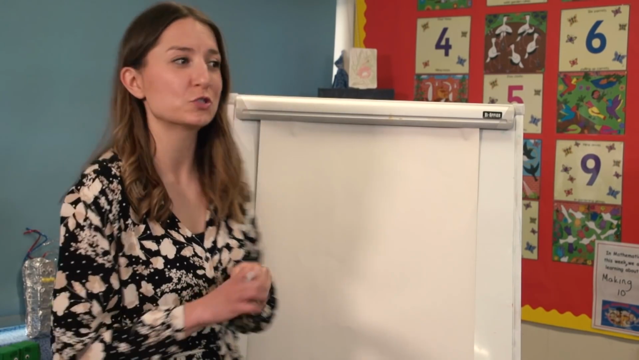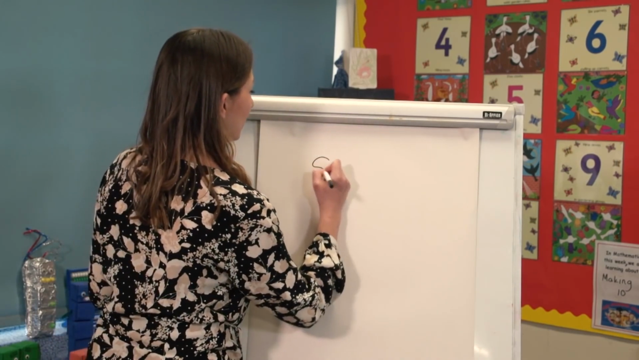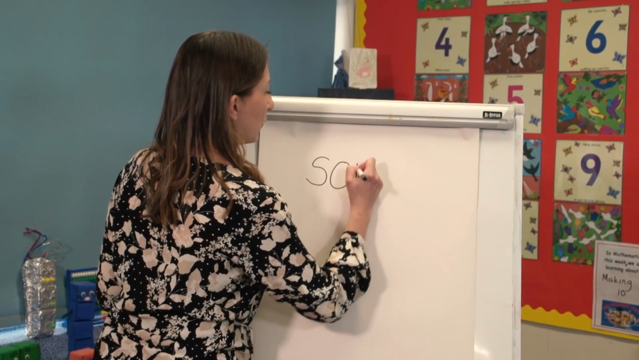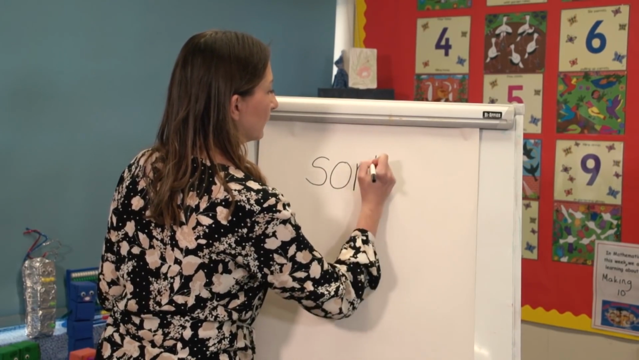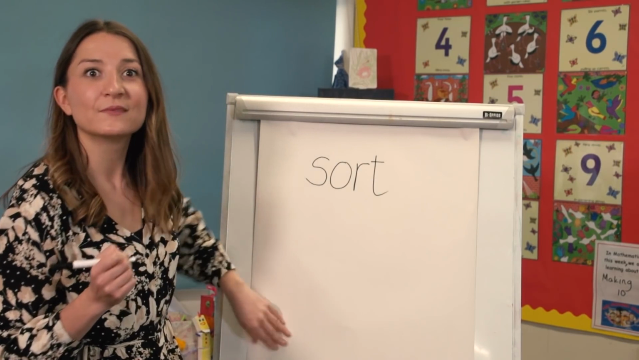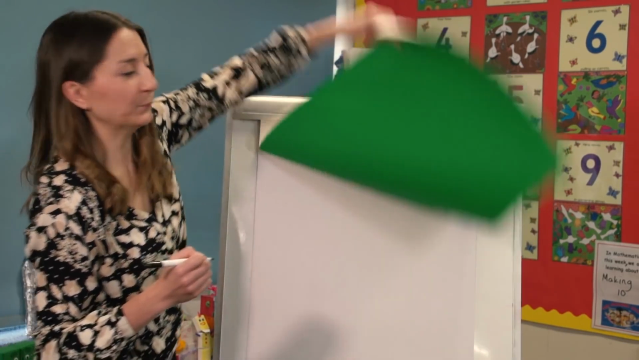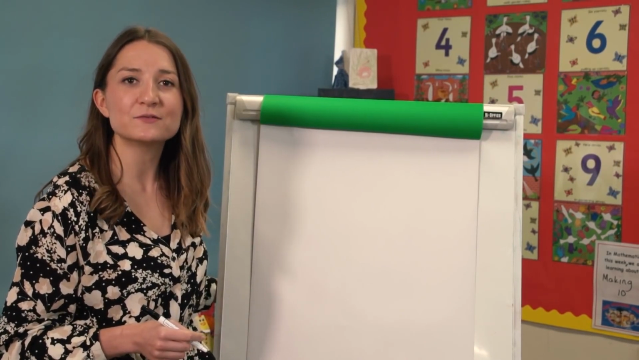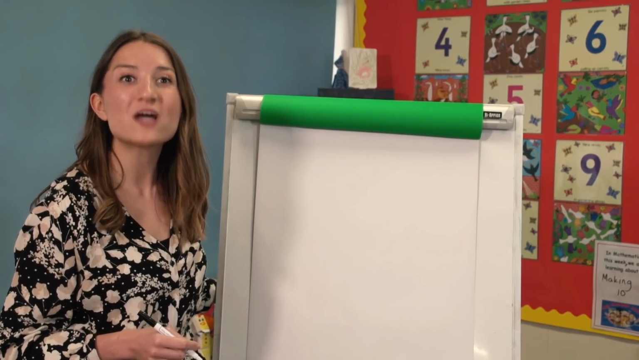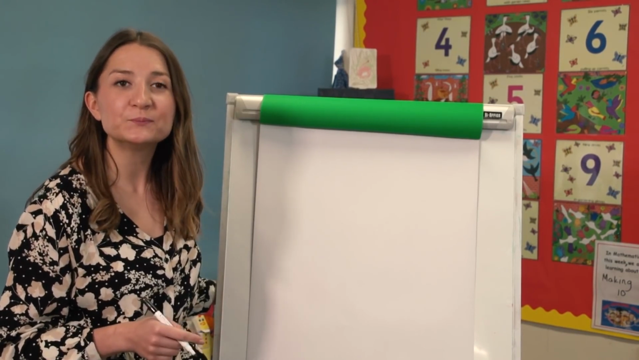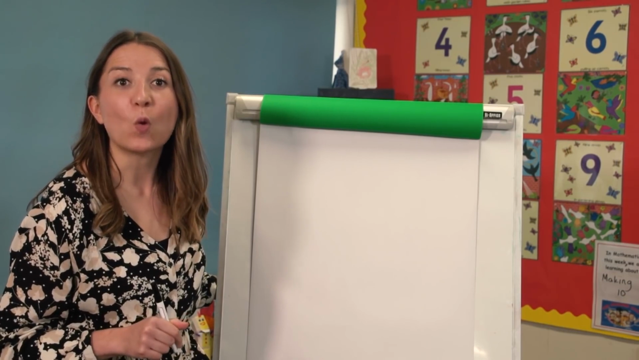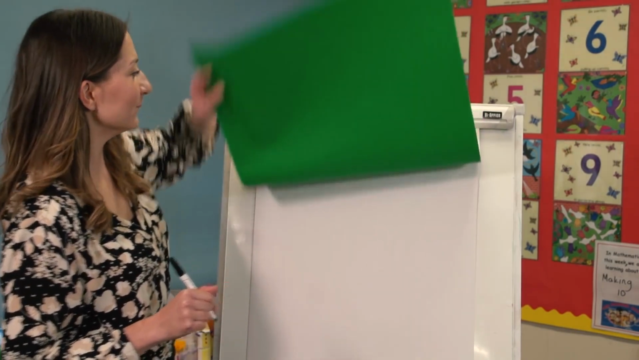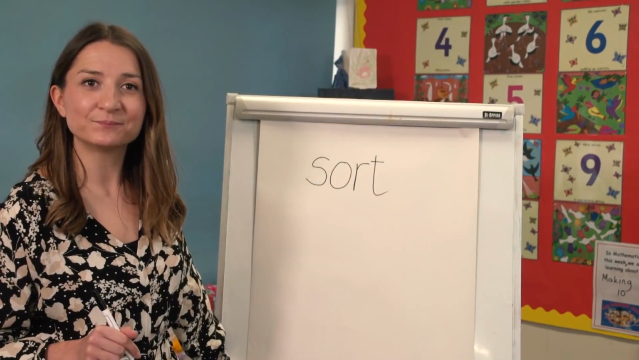Watch me write sort. S, or, t. Now you have a go. Sort. Say the sounds. Write them down. Don't forget the digraph, or. Let's check our spelling. Did you get it right?